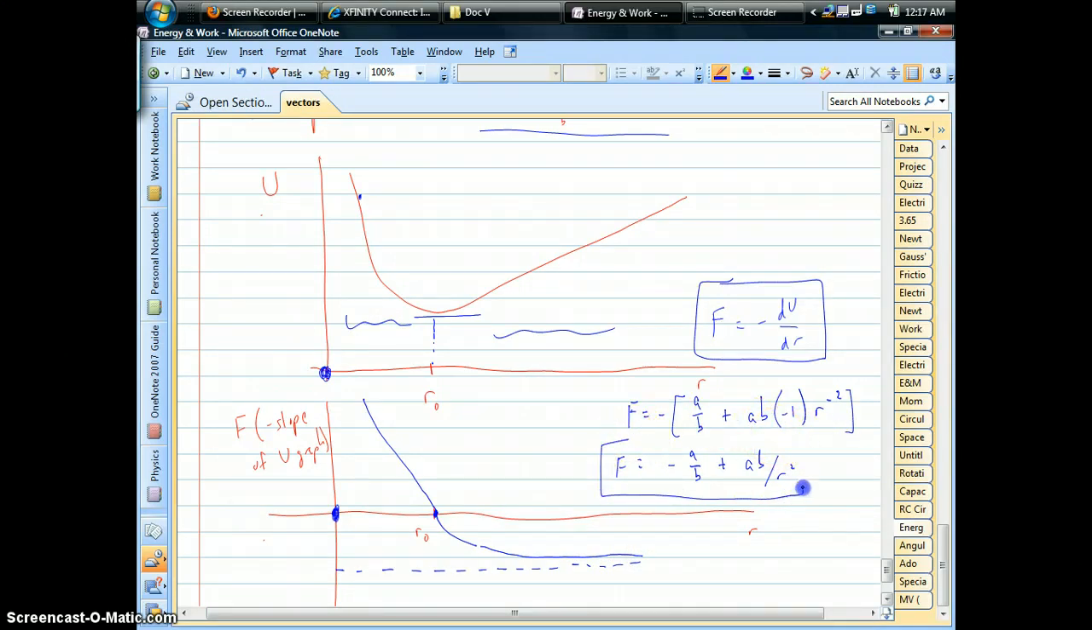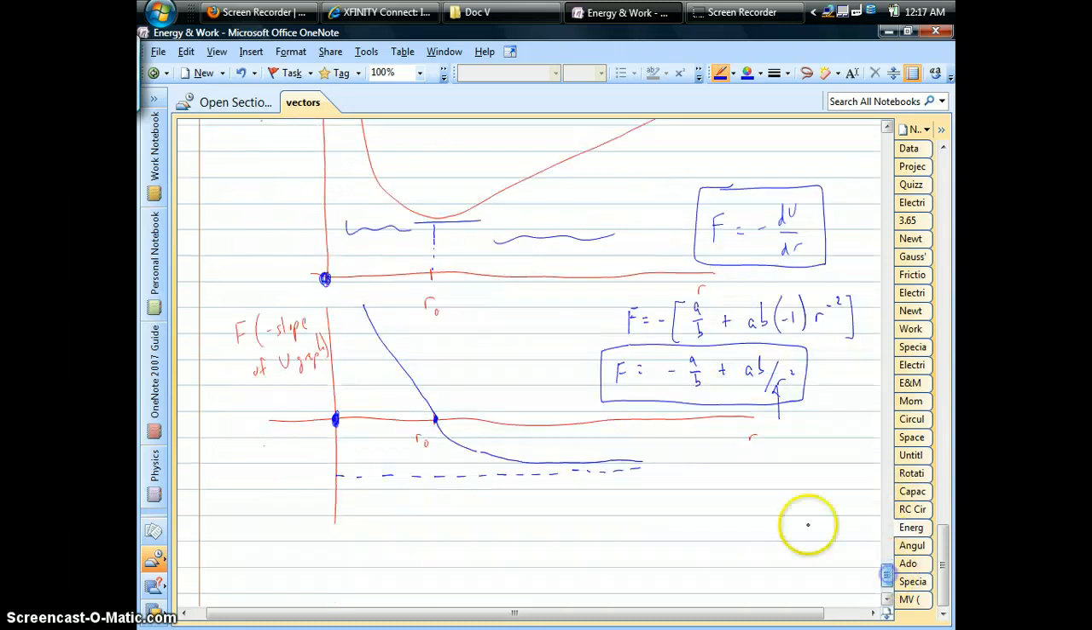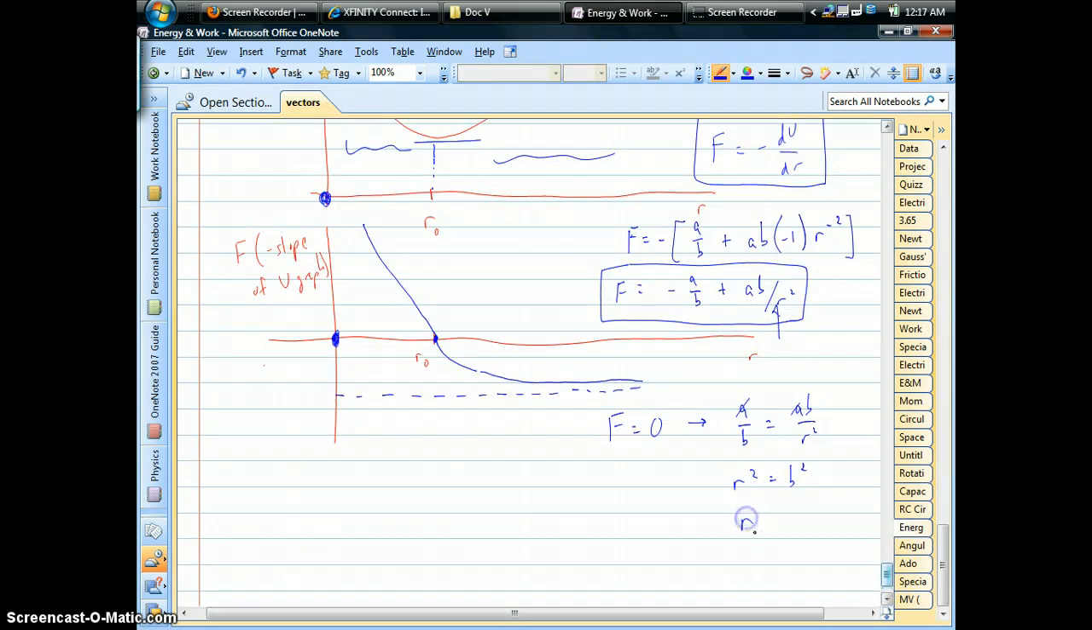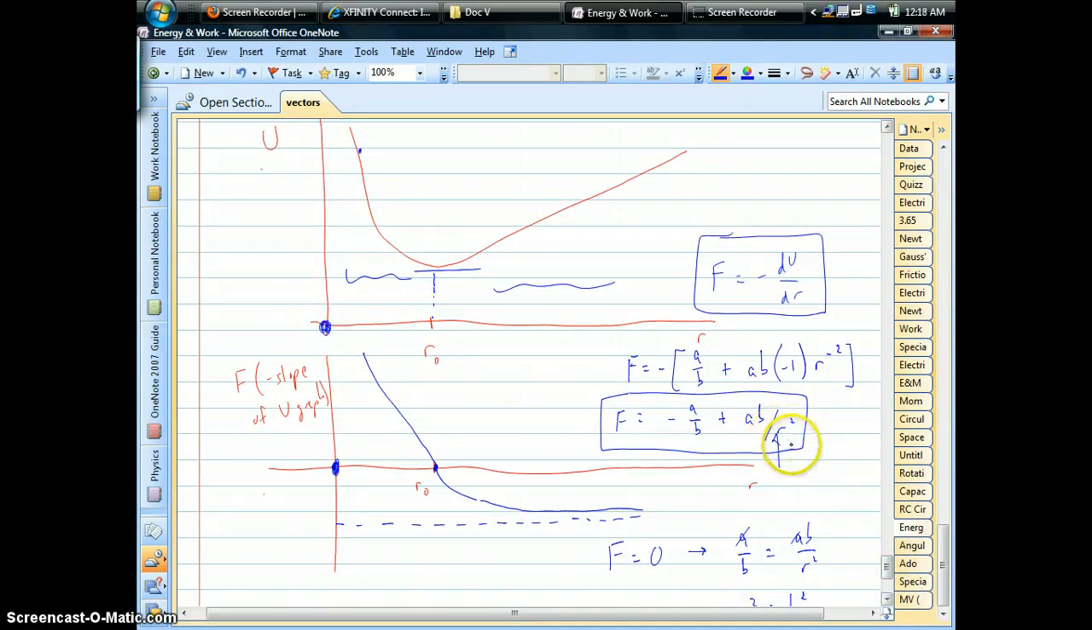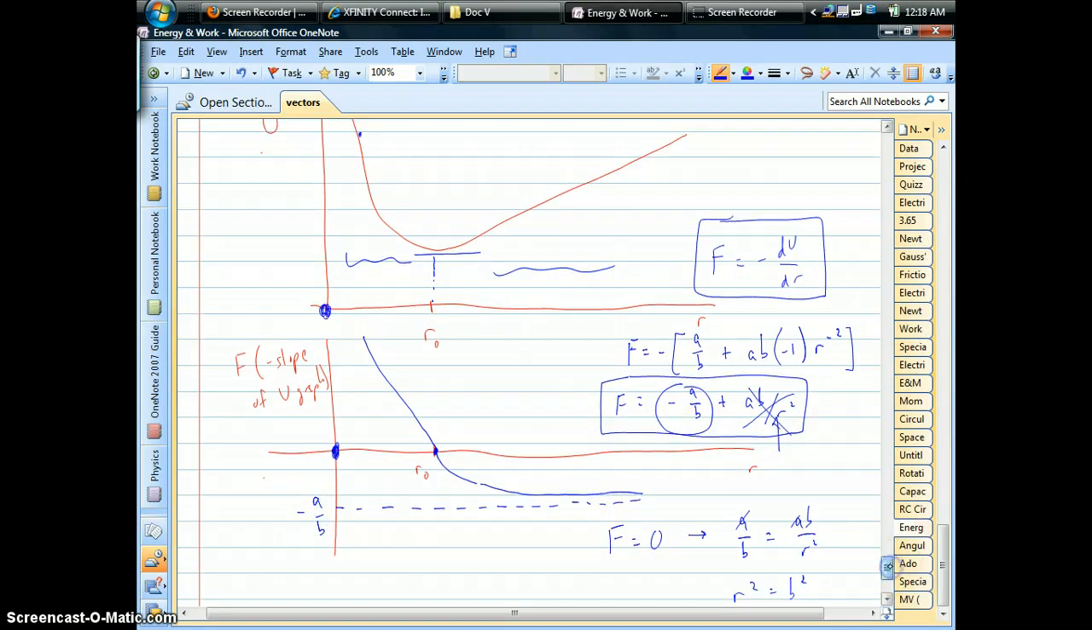Does that relate to the force equation? Well, it does. When r is small, this second term, this positive term, is big and positive. Okay. At some point, you have zero force. So what's that look like? When force is zero, that means that a over b is equal to ab over r squared. Okay, the a's go away, and r squared is equal to b squared. So that would be our equilibrium position, wherever this b constant is. And then as r gets big, when these two particles get far apart, the second term basically drops out. It approaches zero, and you approach a negative constant. So that tells us what this asymptote is down here. It's a force that you approach far away.